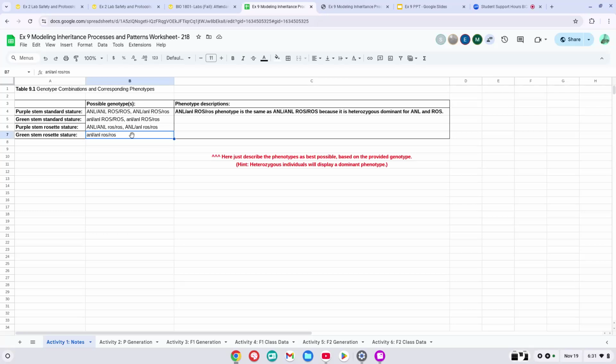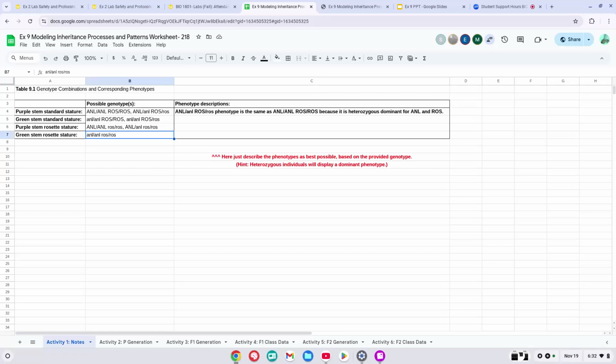So we know that this one is homozygous recessive, right? Green stem, rosette stature, ANL, ANL, and ROS, ROS. That's just a homozygous recessive one, right? Yeah, for both of the characteristics. And that's why you can describe the phenotype looking the way it does.